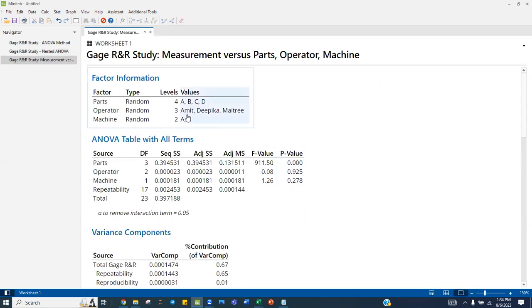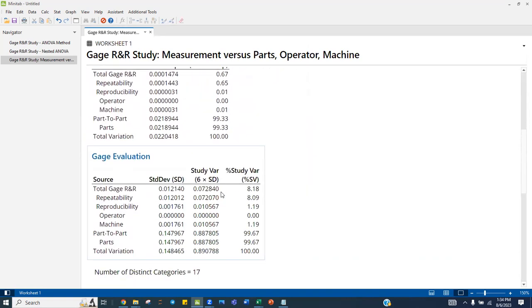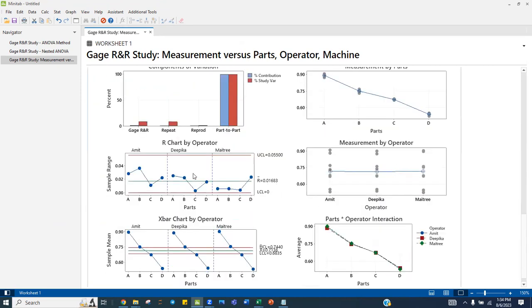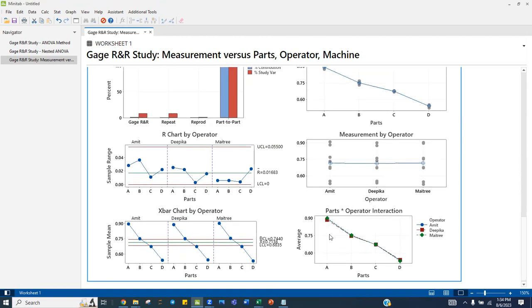And the results are in front of you. In a similar way, we'll be reading your study variation percentage, 8.18%, distinct categories 17, R chart within the control limit, average chart outside the control limit, and you can see the part and operator interaction is perfect. So this is the way we validate our measurement system.